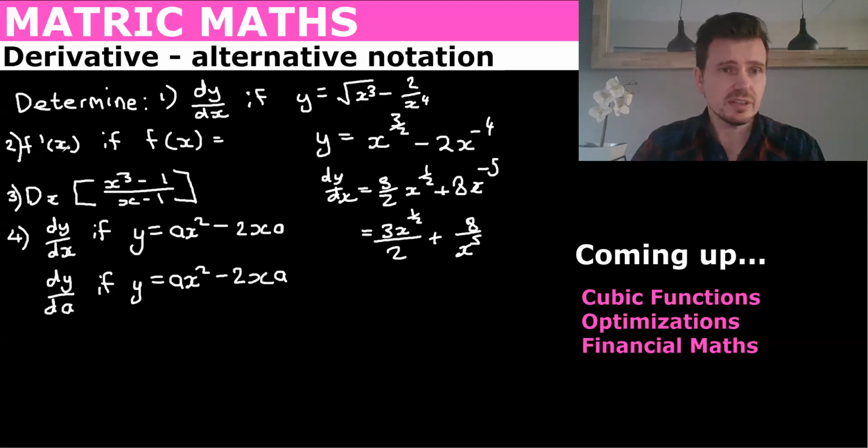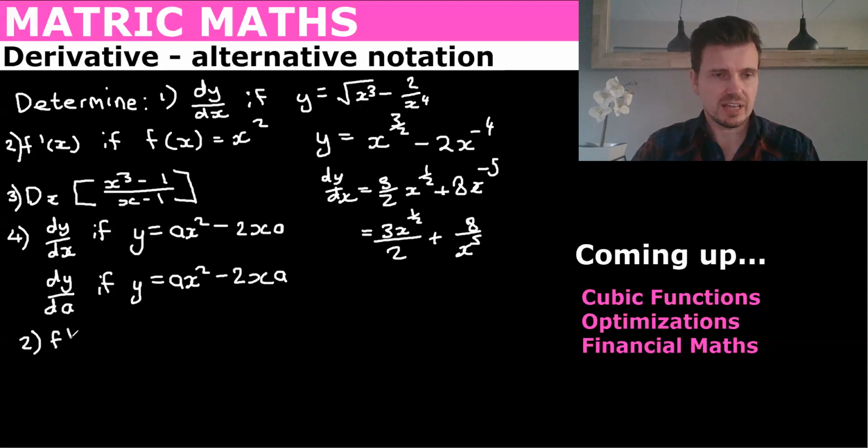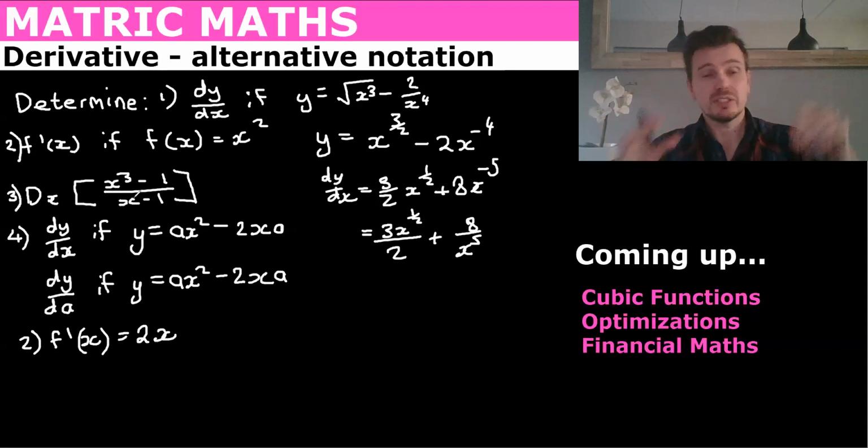Now, if you see this, f dash of x, if f of x equals, let me just make that x squared. What that means is just do the same thing. So for 2, I would just say f dash of x equals, and then the derivative of this, which is 2 times 1, which is 2, and then x, I take 1 off there. So when you see this, it's the same as finding dy over dx. Same thing here. If you see d over dx of x cubed minus 1 over x minus 1, this just means find the derivative of what's inside. So not a difficult question, but confusing if you haven't seen it before.